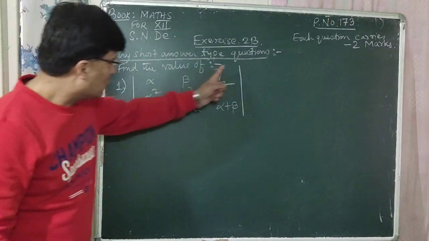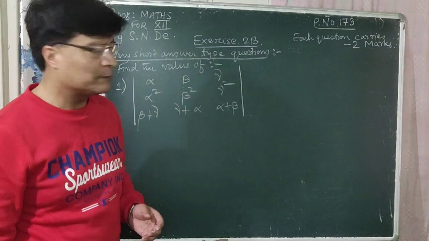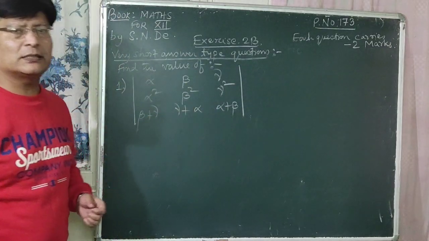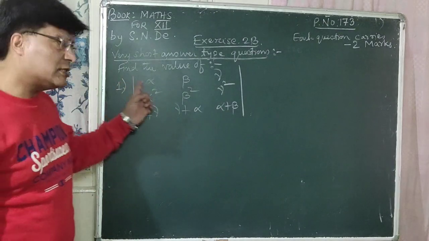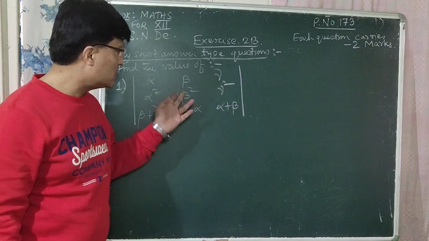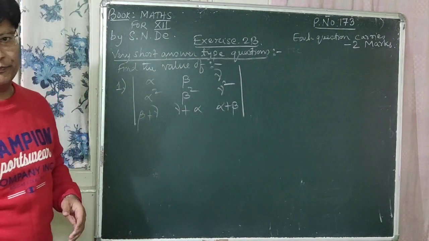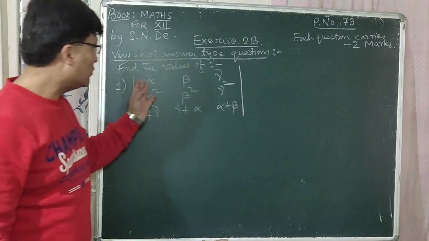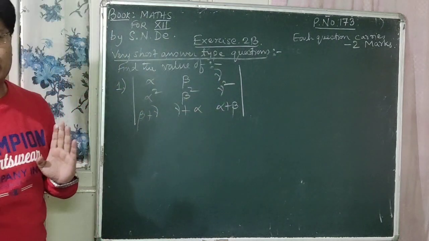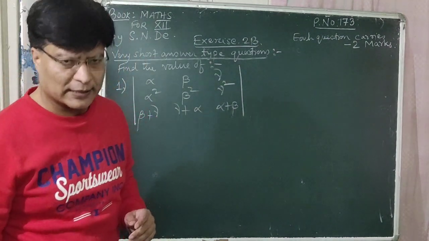This is exercise 2B, page number 173. Book used is Maths for 12 by Sailendra Pradhan. So let's do it. Each question carries 2 marks. Here we are doing the problems, and each question carries 2 marks, so this is a very short answer type question.